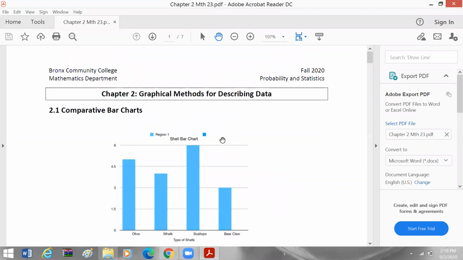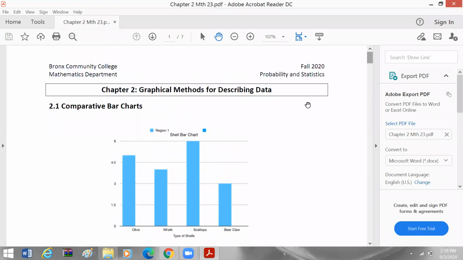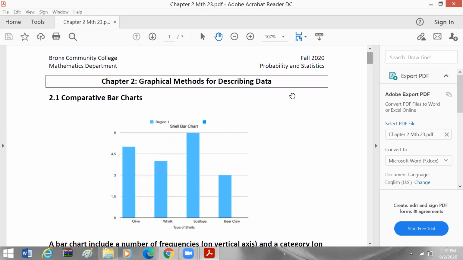So this is what we call the comparative bar chart. This is where we have a chart that looks like this. This is how we're going to organize the data set and put it on a chart. You can see, for instance, by looking at this, I have a feeling that Scala has the highest frequency, and the bear claw has the lowest frequency. So this is what the chart is going to tell us. We have different regions and so on and so forth. Okay, olive will be the second best, and you can actually see those. So this is what the bar chart looks like.